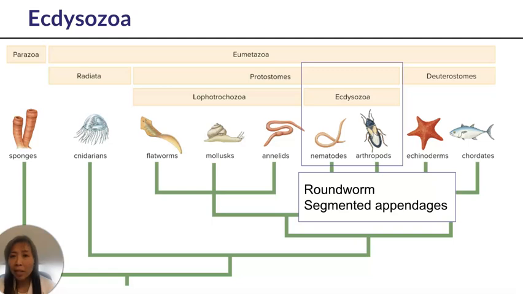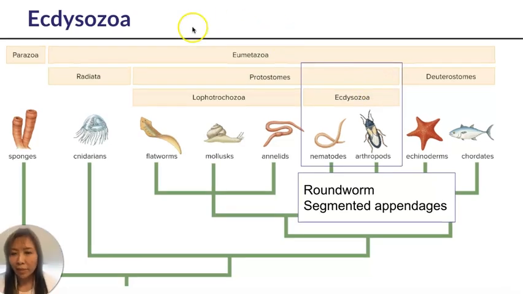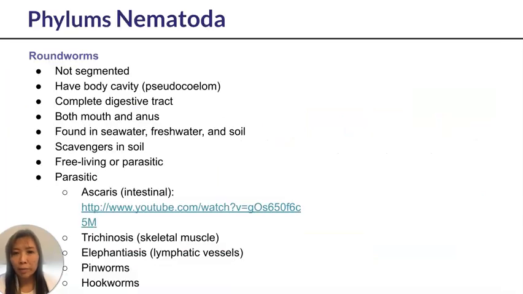Okay, so let's look at the last set of animals in the protostome. So we're going to now visit the ecdysozoa, which includes the nematodes and the arthropods. And so what we'll observe here is, for example, the nematode, we start observing roundworms, and we also start observing segmented appendages. So you can see some segmented appendages here in this little arthropod.